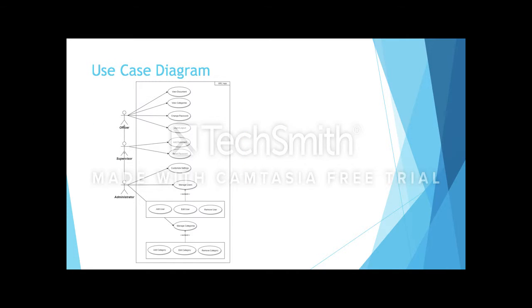Here's our use case diagram. We have an inheritance relationship amongst the three main users of the site. The admin should have all the capabilities that a supervisor has, and a supervisor should have all the capabilities that an officer has. We used an extends relationship to emphasize that an admin, for example, can either add a user, edit a user, or remove a user when managing users of the site.